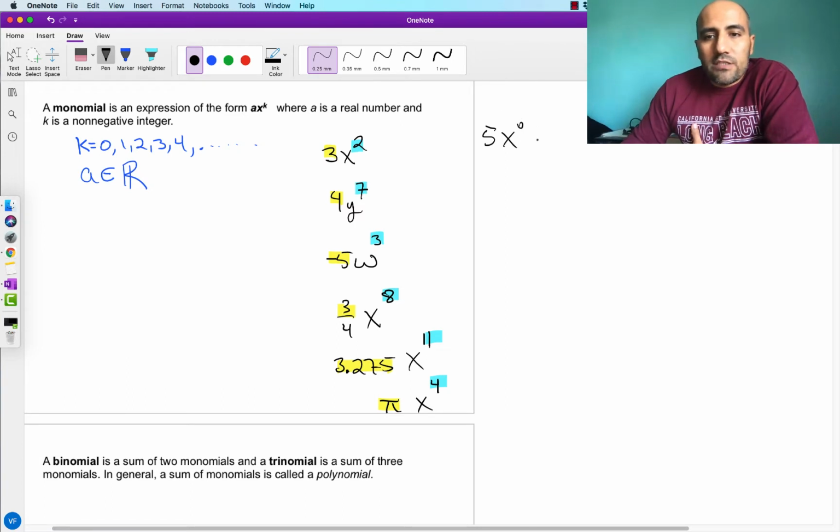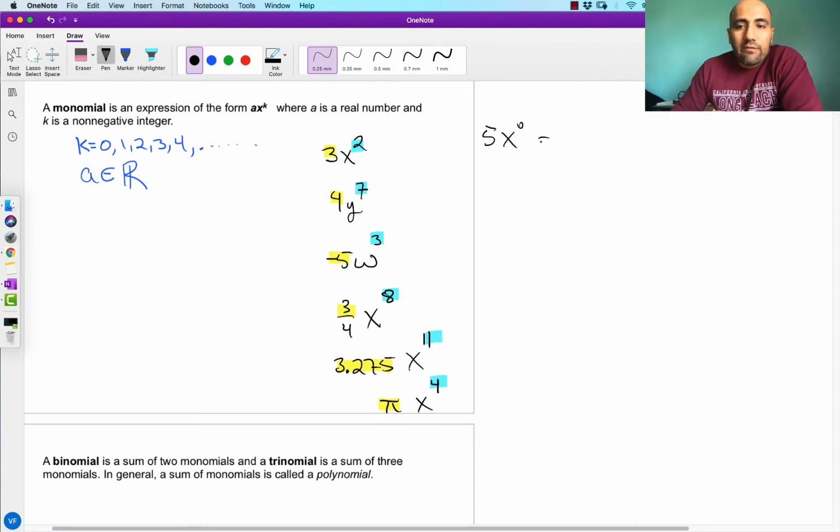And then, of course, we can reduce this because now we know that any value raised to the power of 0 is equal to 1 with only one exception, and that's 0 to the 0. But we're just going to very conveniently ignore that for now and say that this is the same thing as 5 times 1, which equals 5. So whether you see it as 5x to the power of 0, or whether you just see it as 5, either way, this is a monomial, right? So all of these are examples of monomials.